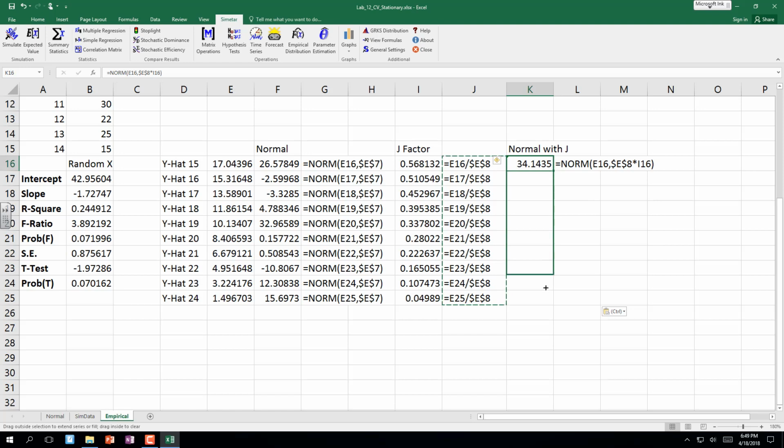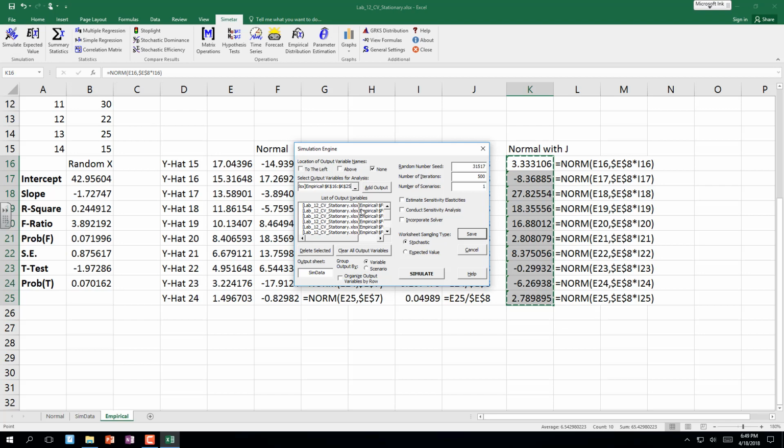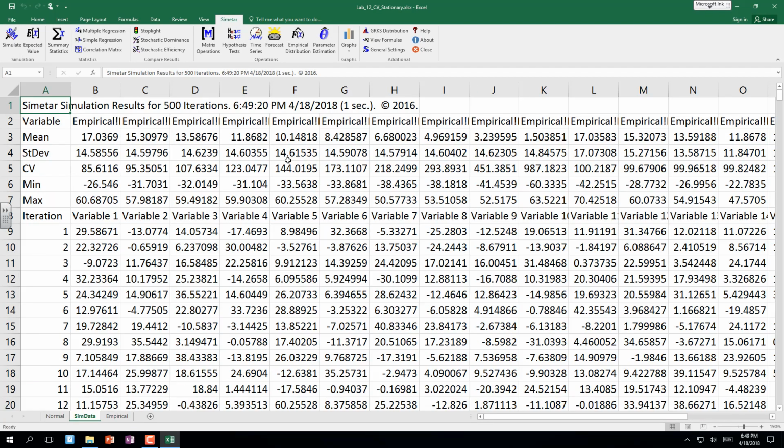And we can drag that formula down. Okay. So I'm going to send this off and simulate it and stick it up there next to the old one. So I'm at sim data. It's going to add that. Let's simulate.